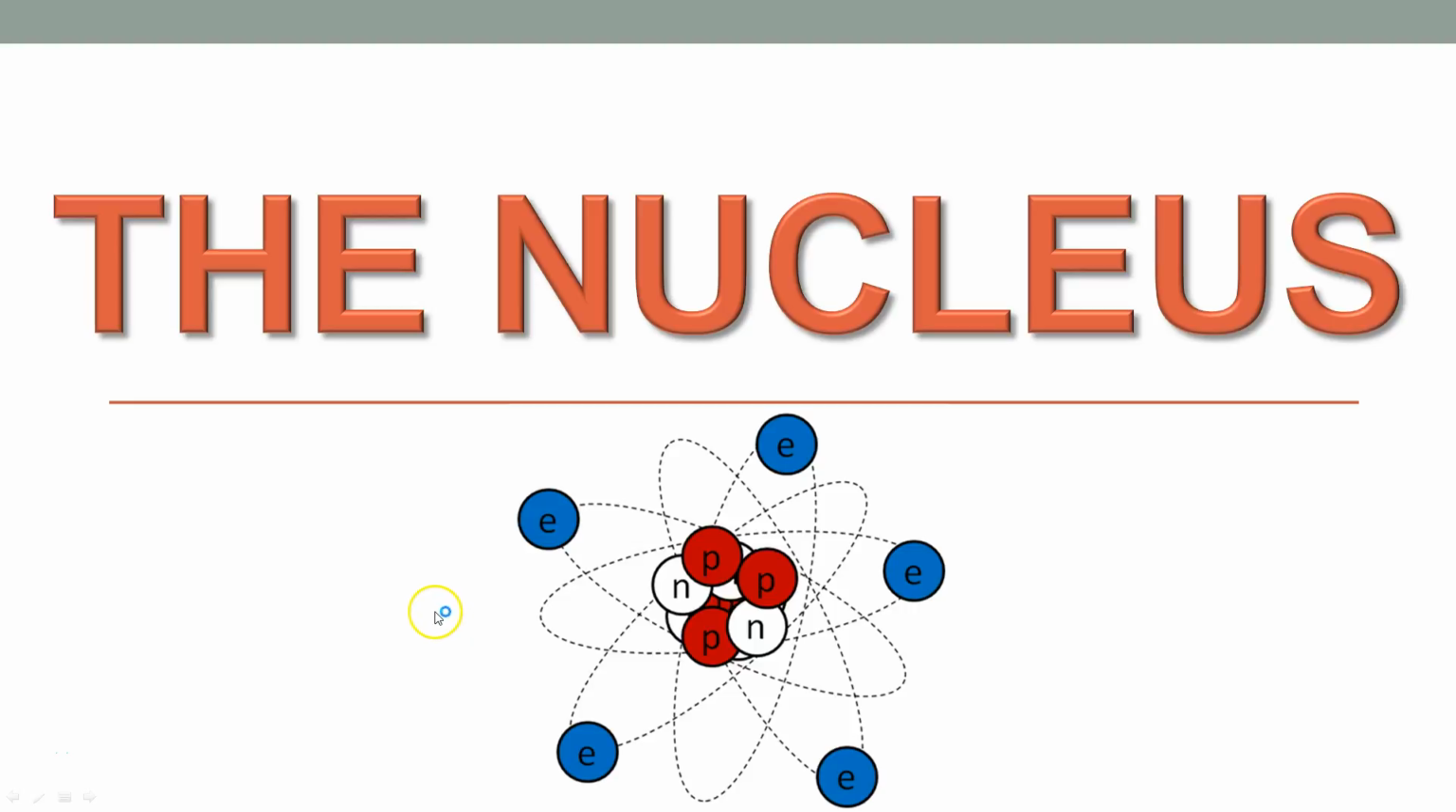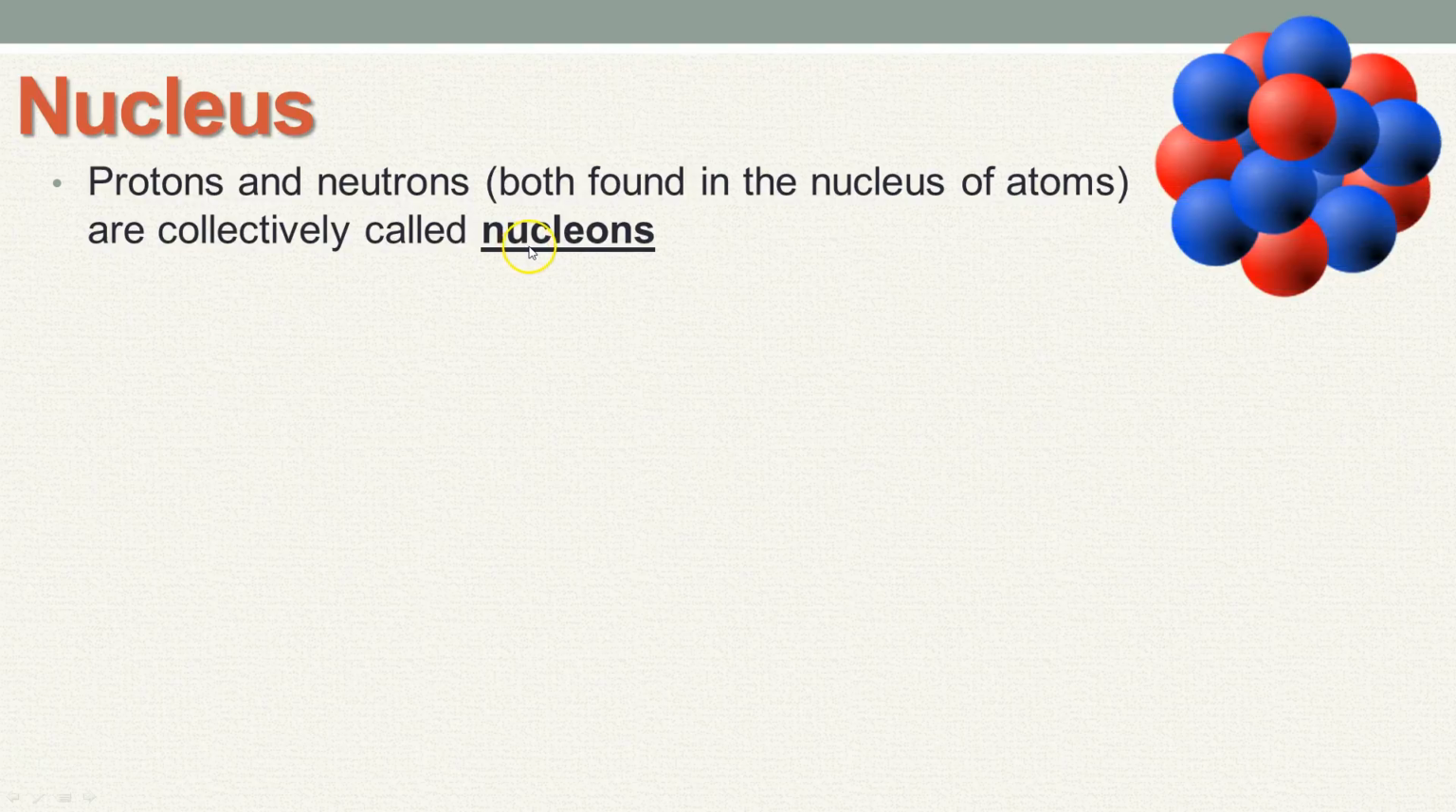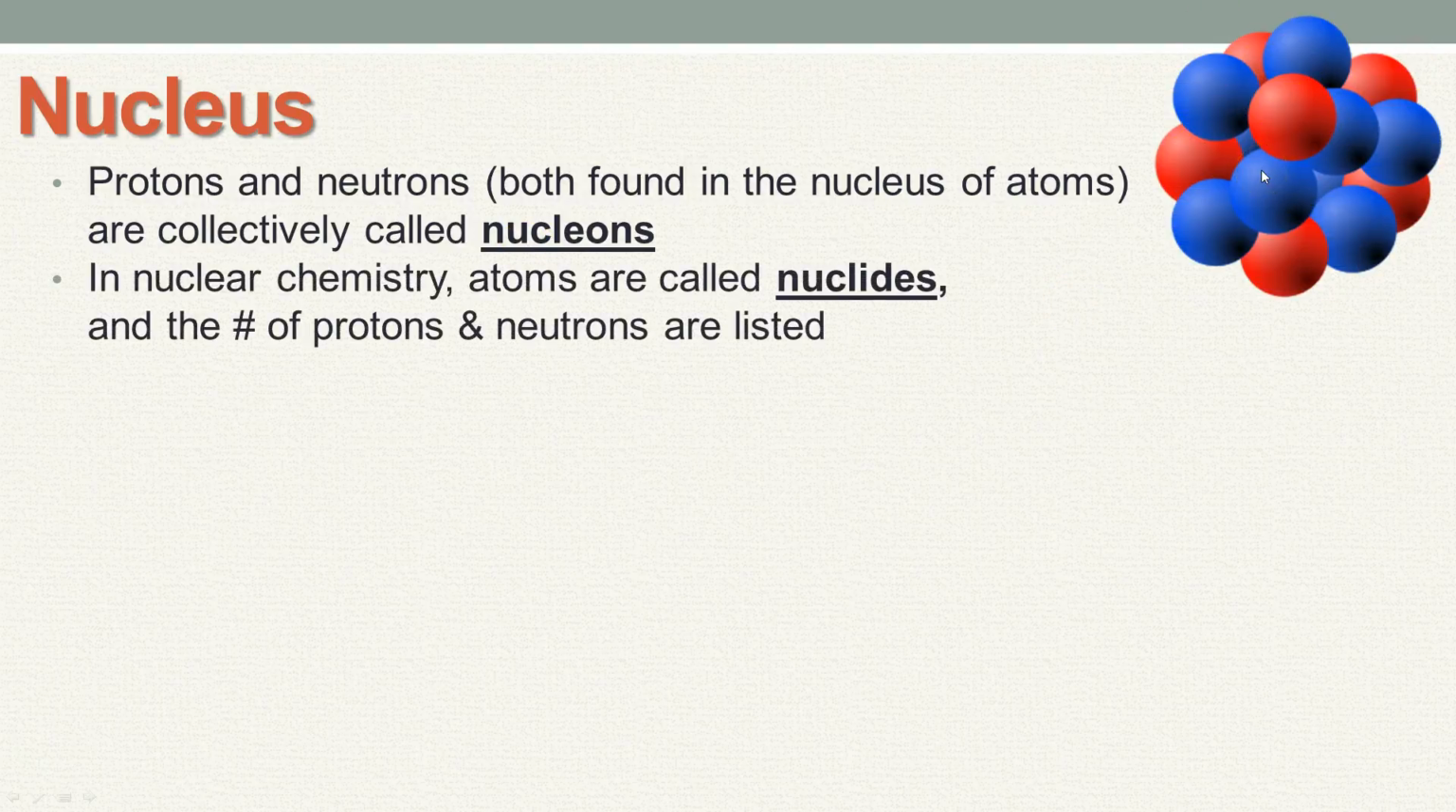Hello, students of science. In this video, we're going to start talking about nuclear chemistry, but of course, we have to first start talking about the nucleus. The nucleus, of course, is made up of small subatomic particles. Protons and neutrons, which are both found inside the nucleus of atoms, are collectively called nucleons. So anytime we're talking about either protons or neutrons, we can use those interchangeably with the term nucleons. Here's essentially the nucleus. We would say that it is composed of nucleons.